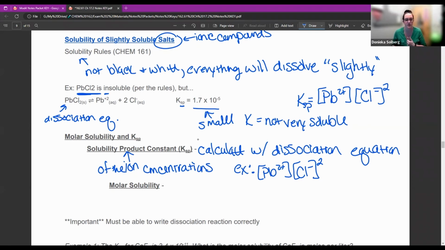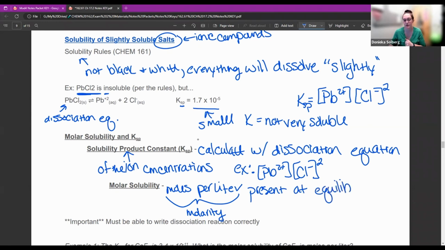Molar solubility is the moles per liter, so molarity, right? This means molarity. And when we're describing molarity, we use the term molar. It's the moles per liter present at equilibrium. Okay, so this is where this whole equilibrium thing comes in.